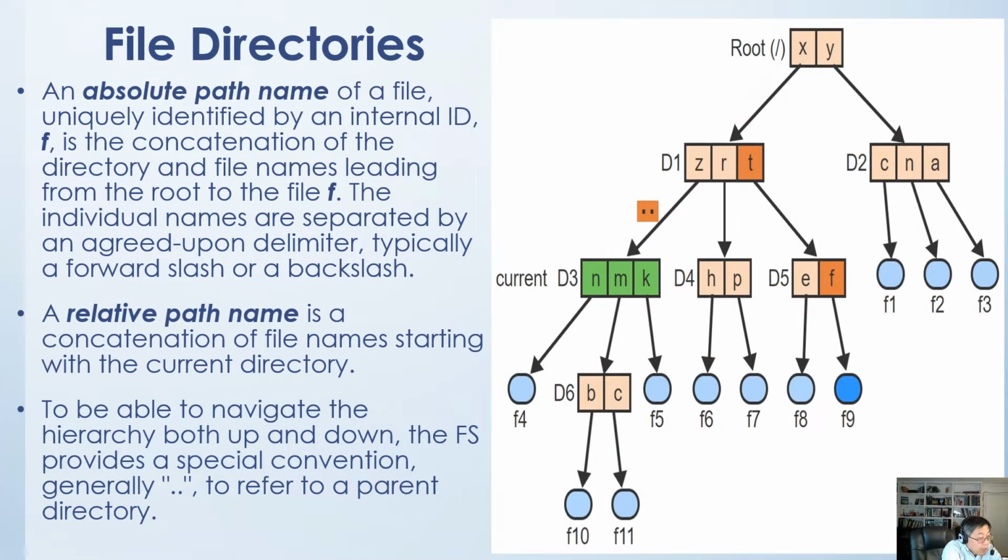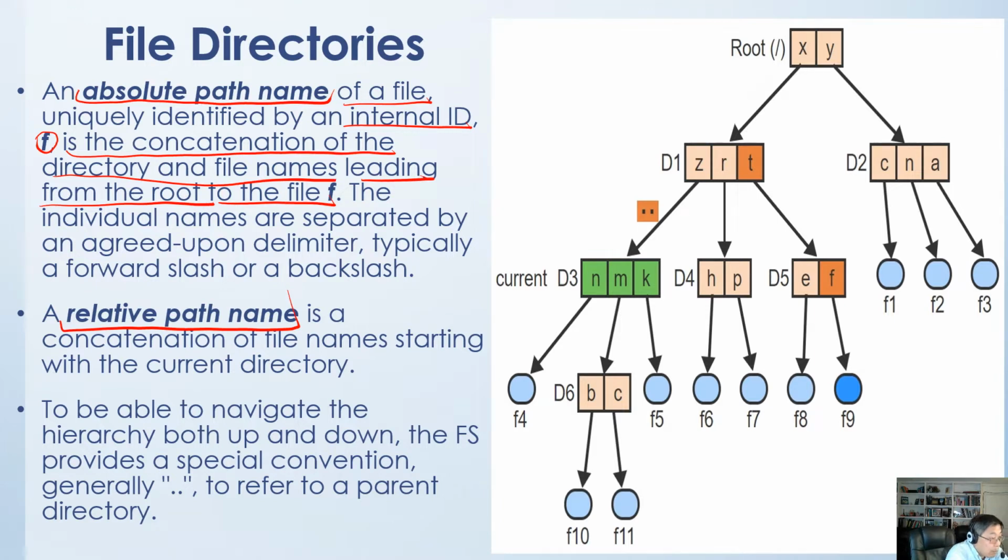Now, under the tree structured directory hierarchy, a file can be accessed through 2 approaches. One is the absolute path name, the other one is relative path name. Now, let's first talk about absolute path name. So, an absolute path name of a file, we normally use the file name F, which is uniquely identified by internal ID, is the concatenation of the directory and the file names leading from the root to the file F.